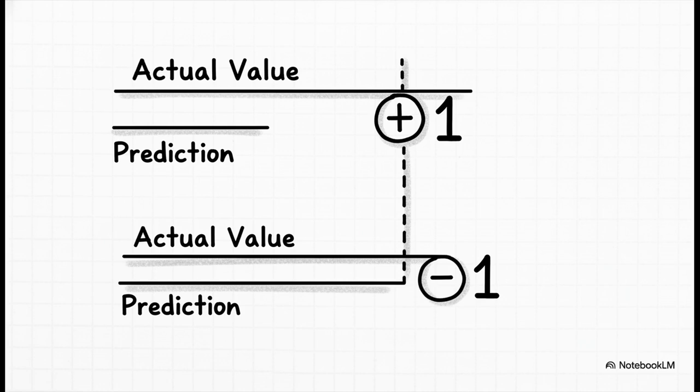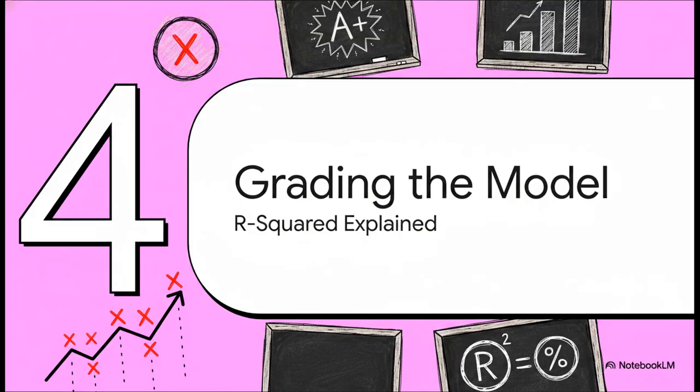A positive number, like our 1, means we guessed too low. We underpredicted. If that number was negative, it would mean we guessed too high. Simple as that. So measuring one error is useful, but that's like judging a whole movie by watching one scene. It doesn't tell us how the machine performs overall. For that, we need a grade for the entire model, and that's where something called R-squared comes into play.